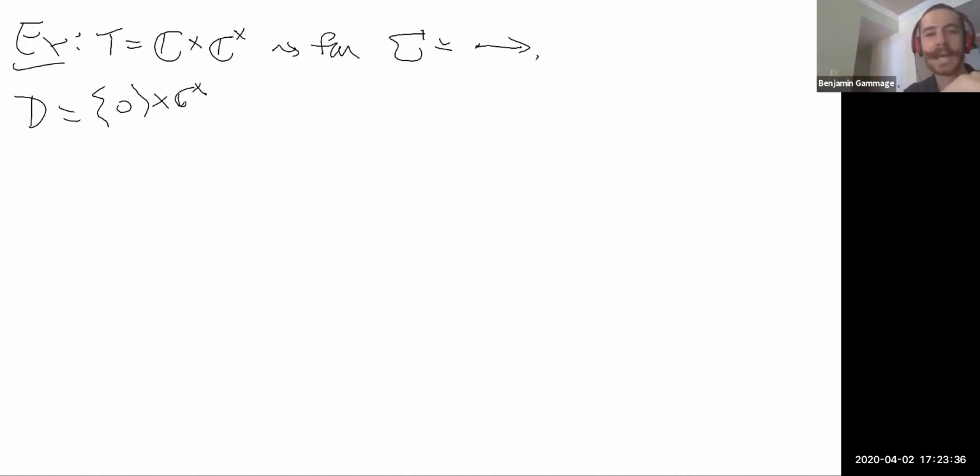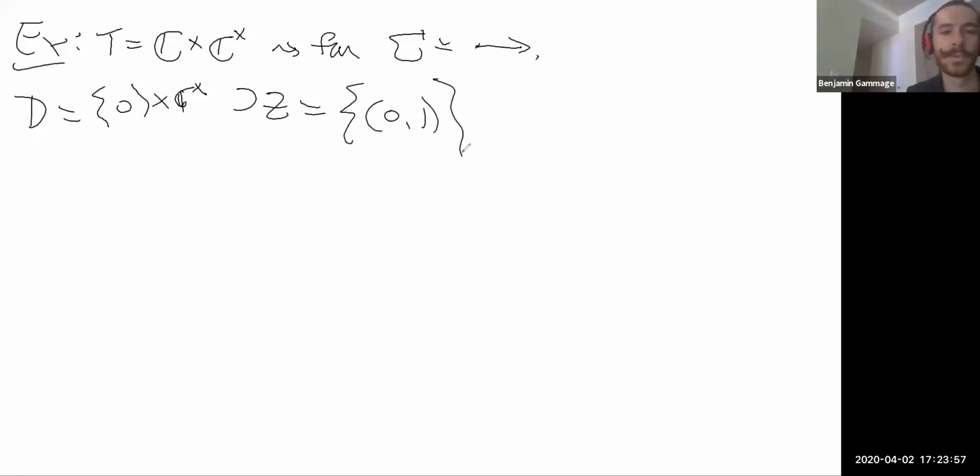So in this case, I take T equals C times C star. This is the fan. I take this as my divisor. This is the unique toric boundary divisor here. And then inside here, let me take Z to be any point in this C star. So let's take the point (0, 1) inside of 0 times C star. And then let's do this blow up.